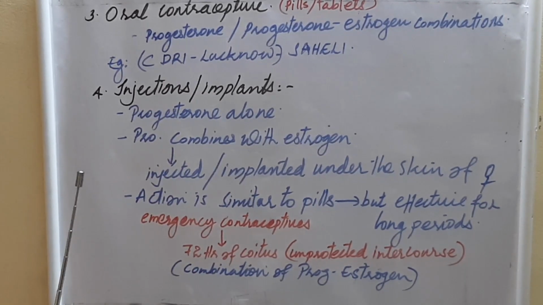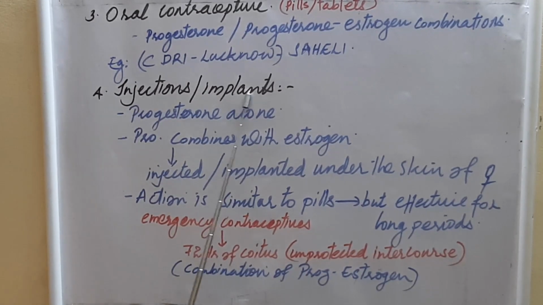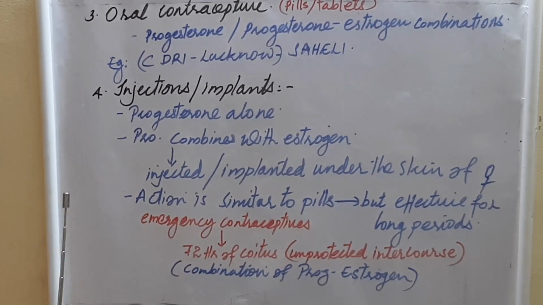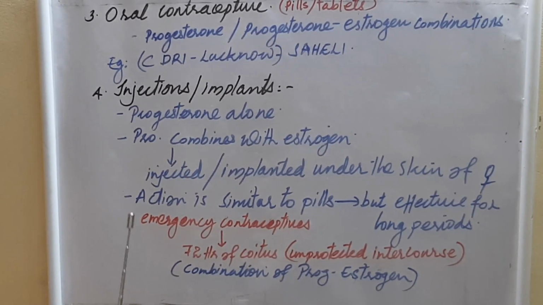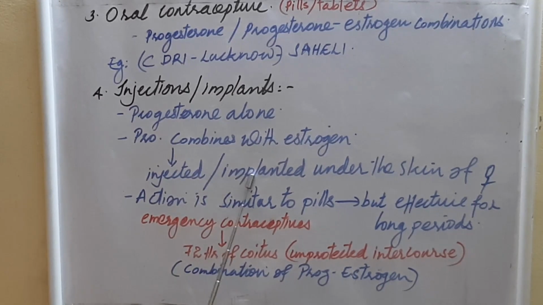The next method is the injection or implants. These are also hormonal preparations, like either progesterone alone or the combination of progesterone and estrogen. It would be injected or implanted under the skin of the female. The action is similar to that of the oral contraceptives, but its effectiveness is a little longer than that of the oral contraceptive.